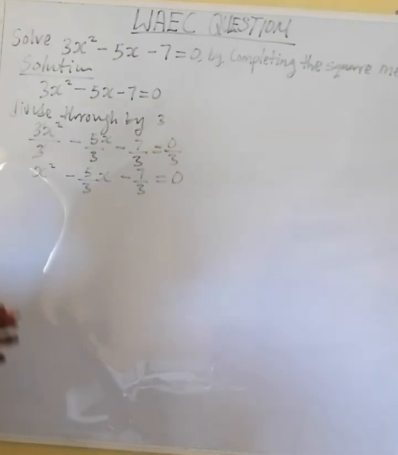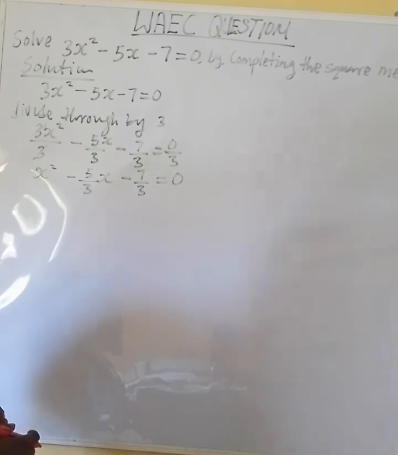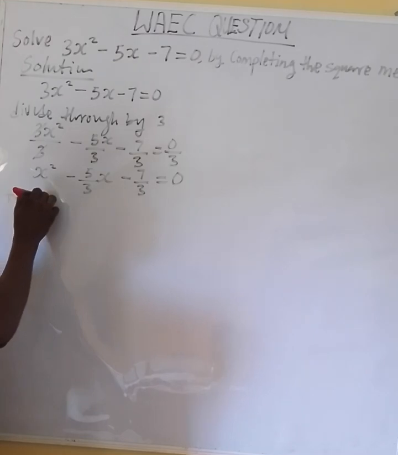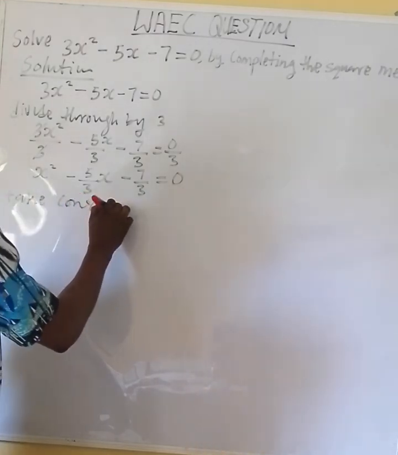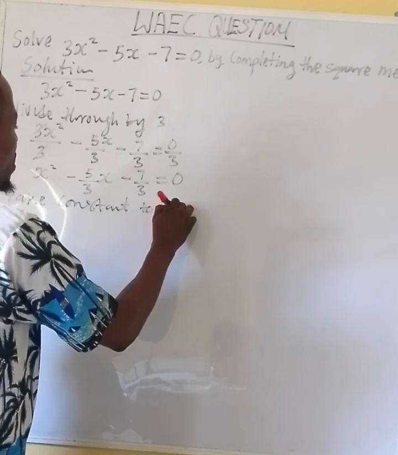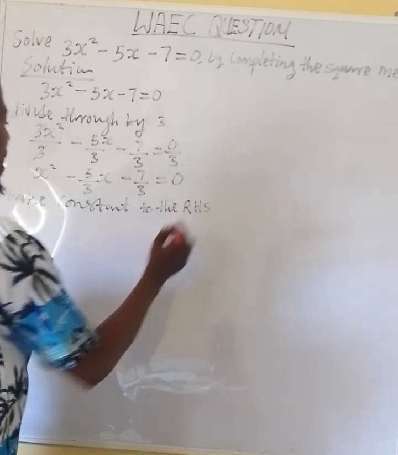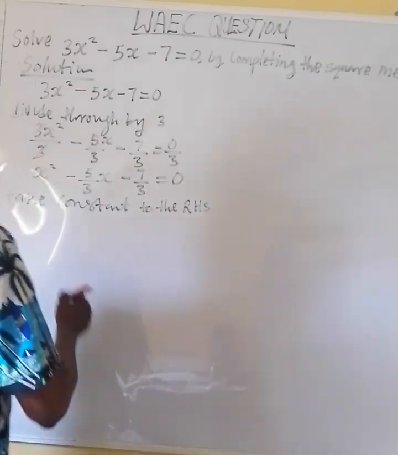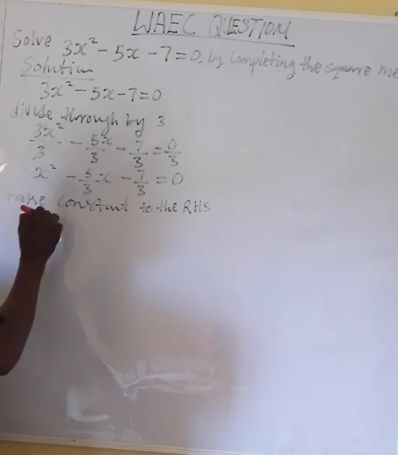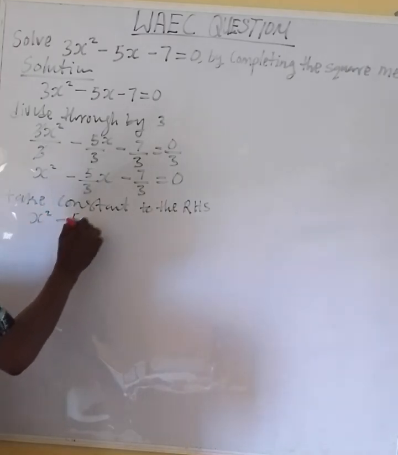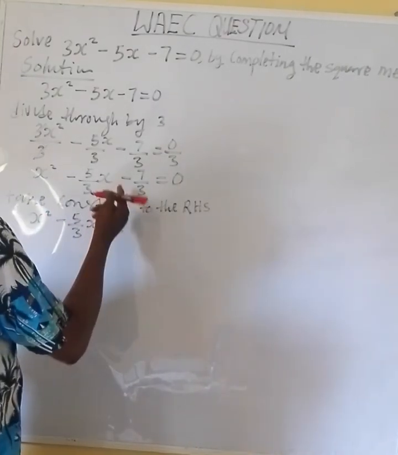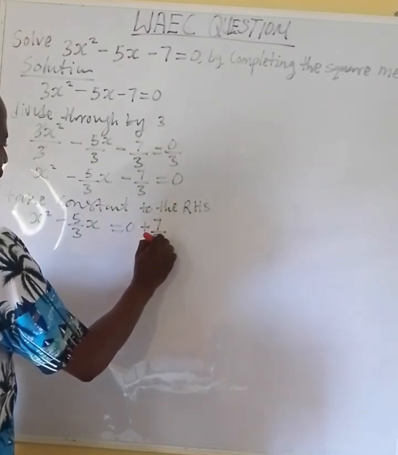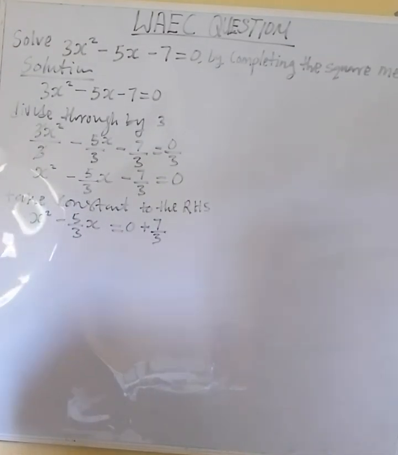From there, the next step under completing the square method is, this is our constant. So we take the constant to the right hand side. Everything here is on the left hand side, so we are now taking it to the right hand side. So we now have x squared minus 5 over 3x equals, we have minus, it will turn to plus, so 0 plus 7 over 3. Are we together? That's the next step.